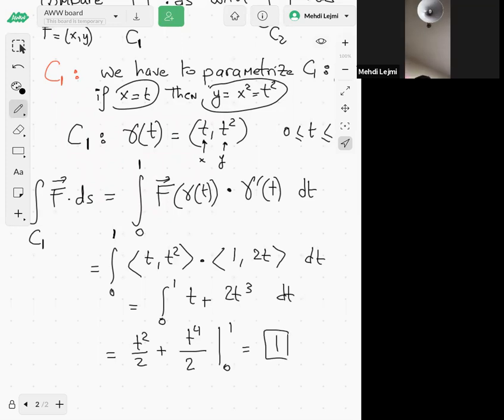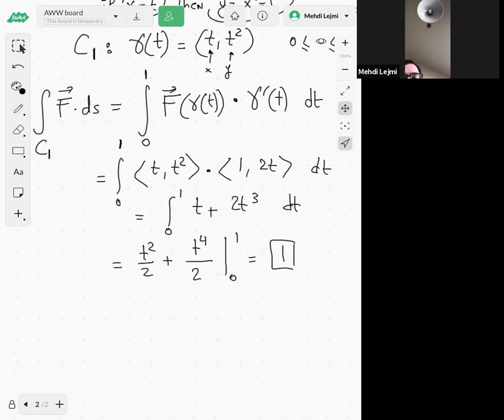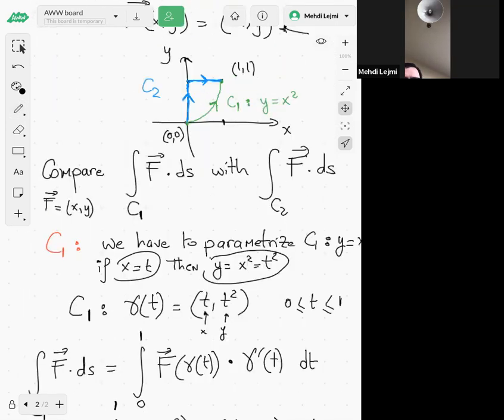Now, in just one minute, guys, for C2, we want to parameterize C2. It's actually a combination, or a union, of two curves: this one here, and this one here. Anyway, I'm going to leave this for next time. But I claim that the vector line integral of this vector field f along C2 would also be equal to 1. Okay, so both are equal to 1.